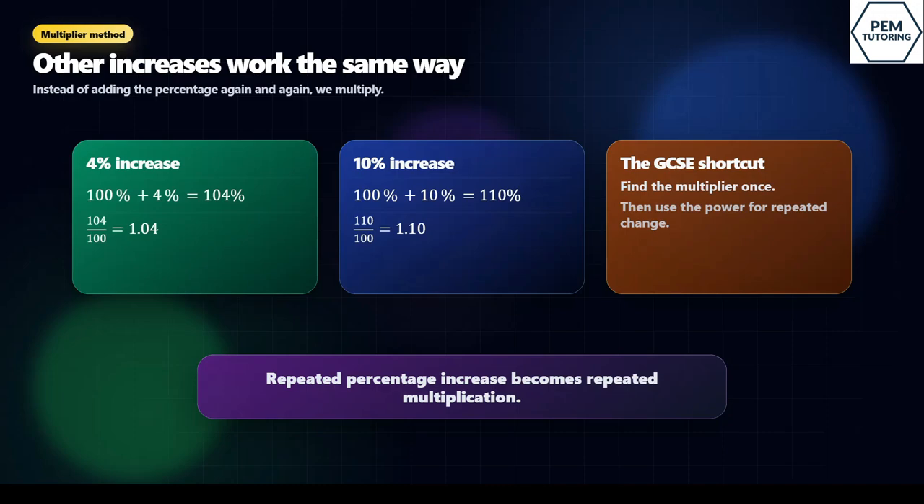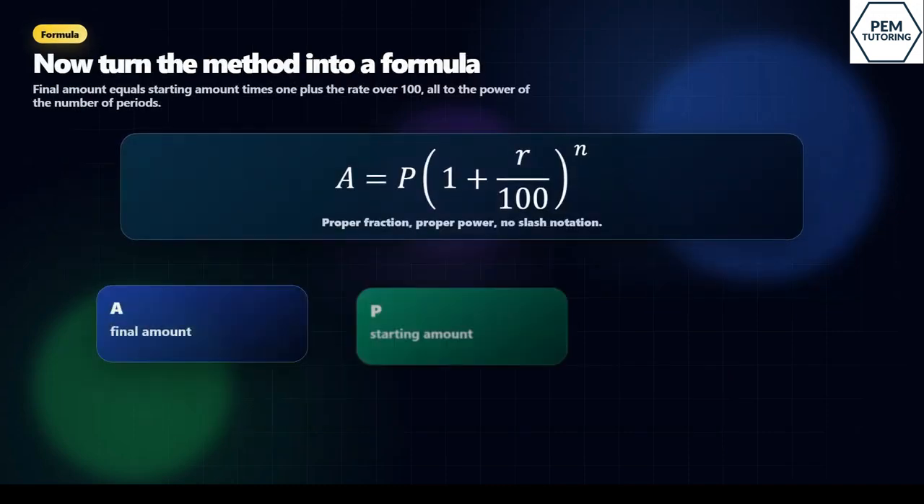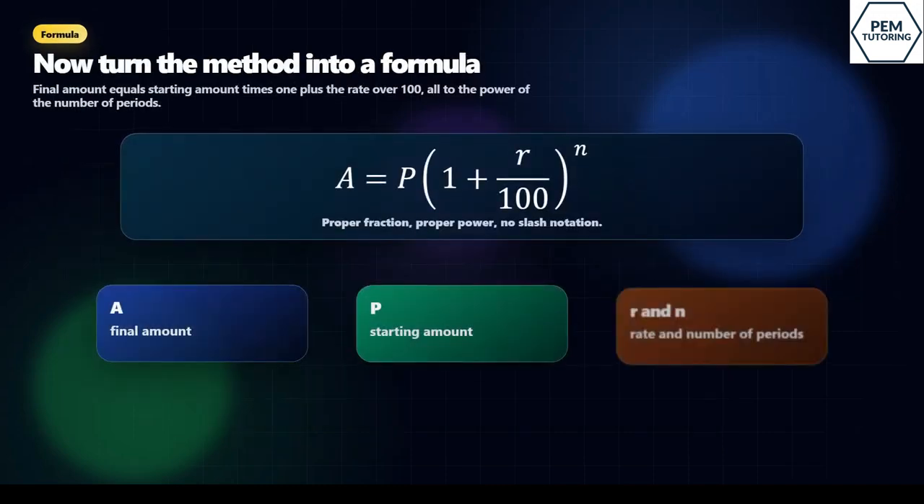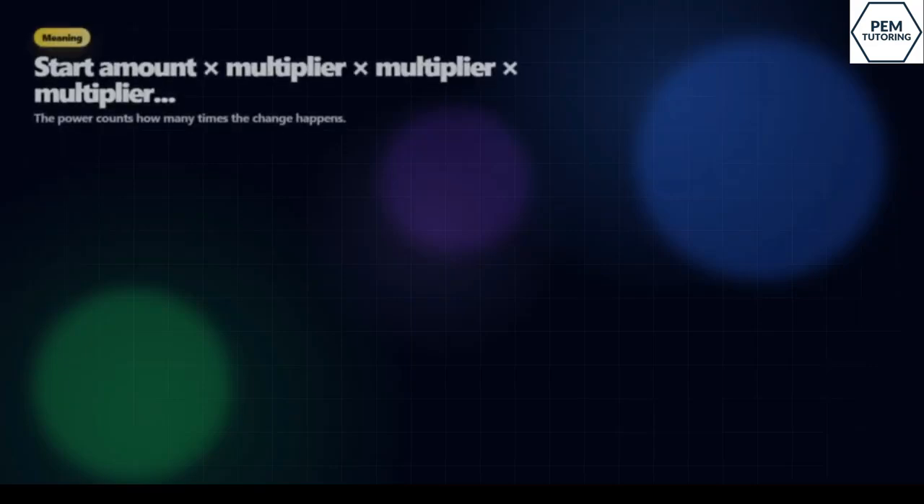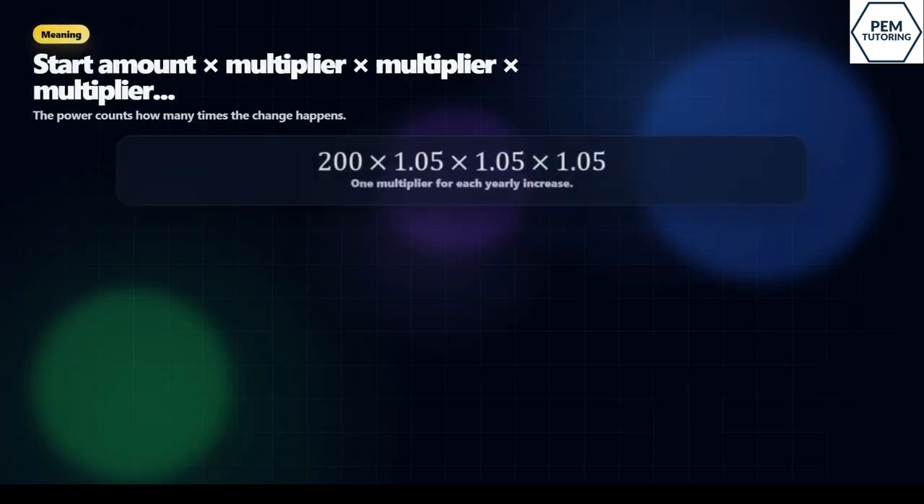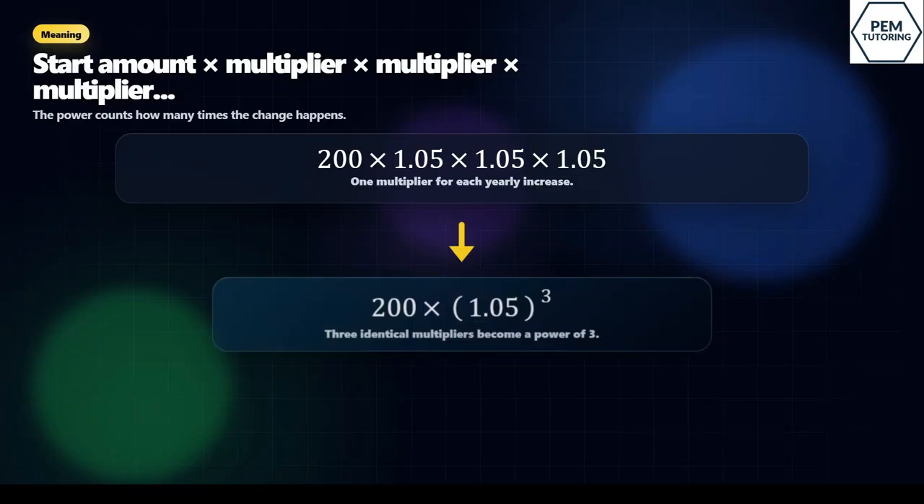Now let's turn that into a formula. The final amount equals the starting amount times 1 plus the rate over 100, all to the power of the number of time periods. That sounds longer than it actually is. It just means start with the original amount, find the multiplier, then raise it to the power of how many times the interest happens. So for Jay, the starting amount is £200. The interest rate is 5%. The multiplier is 1.05, and it happens for 3 years. So the calculation is 200 times 1.05 to the power of 3.